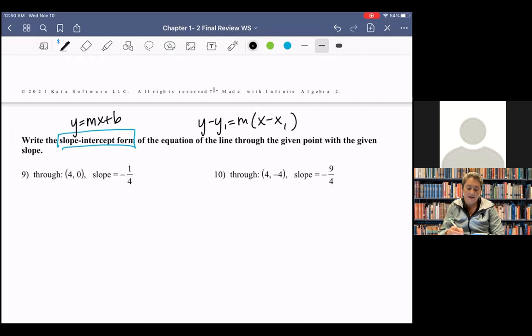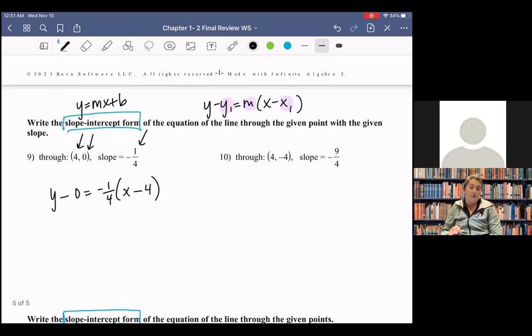Let me show you how that works again. Remember that you are in charge of replacing the y1, the m, and the x1. Everything else stays the same. So for instance, on this first problem, I got y minus the y1, which is the 0, equals the m, which is the -1/4, in parentheses, x minus the x number, which is 4.